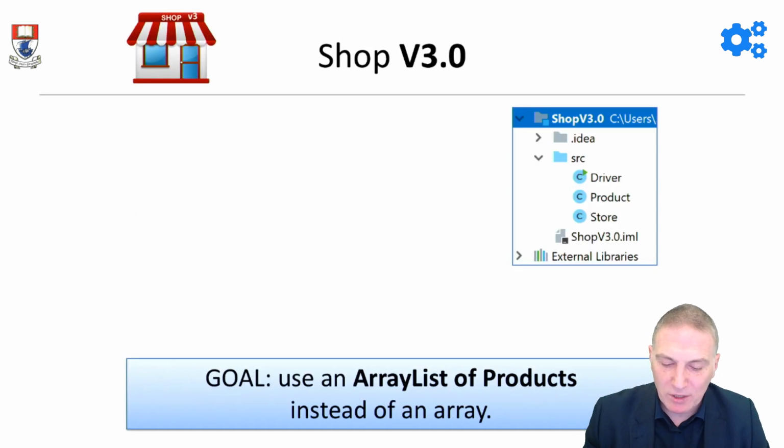Okay, so the goal is to use an array list of products instead of an array. Remember, version 2 had an array, and we had to keep track of the number of products that were in the store. That was a field in version 2. With version 3, we want to get rid of the array and use an array list instead. And that's going to involve making changes to any methods where we were accessing the array. It's also going to make some changes to the class.